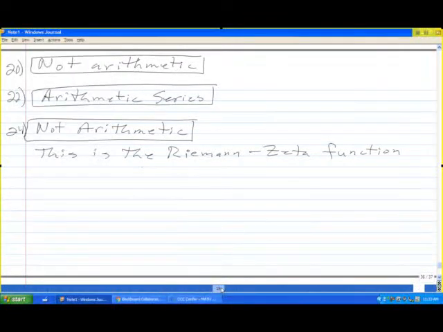Let me give you a formula for the sum of the first n terms, well, of n terms, let's say, of an arithmetic series.